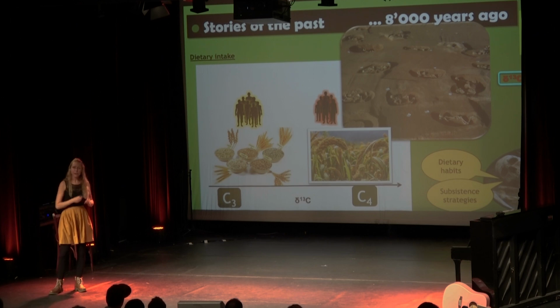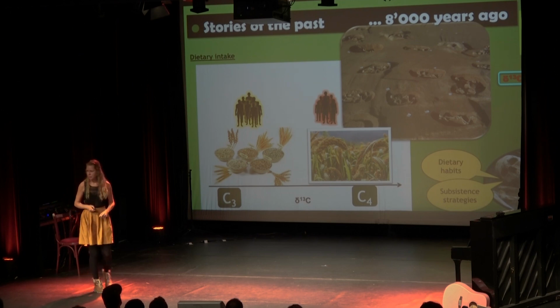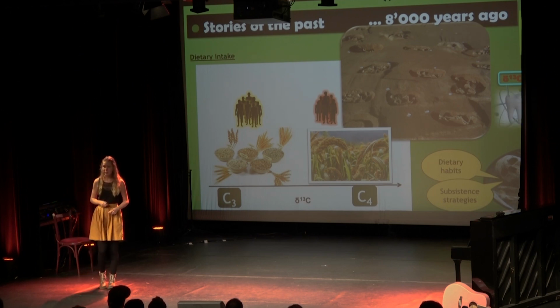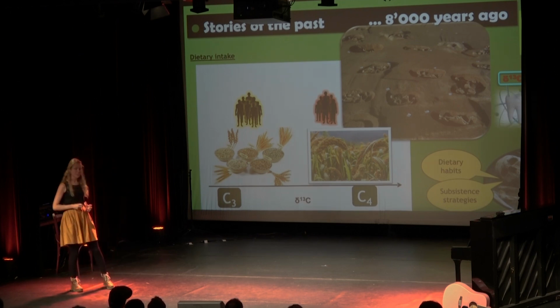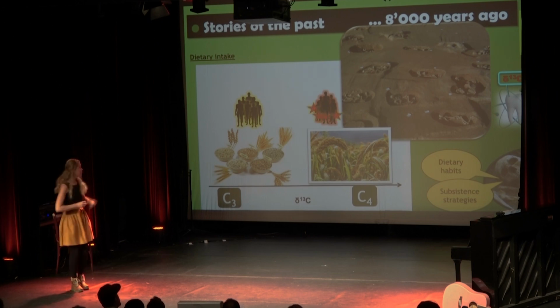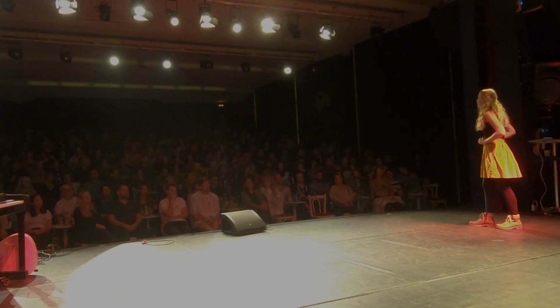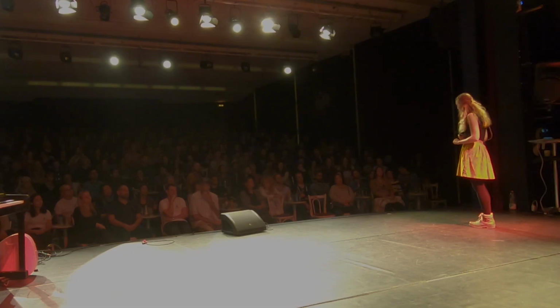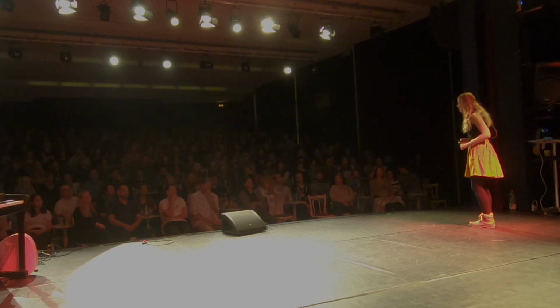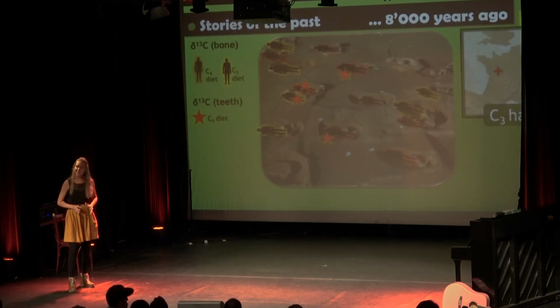Now let's have a look at another information. For example, the diet during childhood. What kind of tissue would I need to use? The teeth, because they are built during childhood and keep the information. And it is well possible that some of these individuals would also already have eaten C4 plants during their childhood. So let's put this into a context.